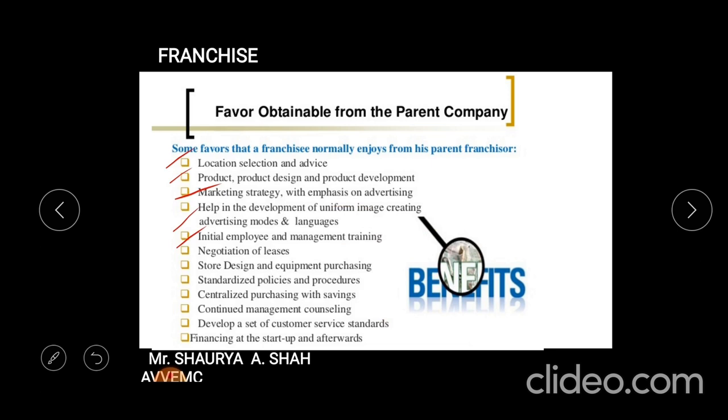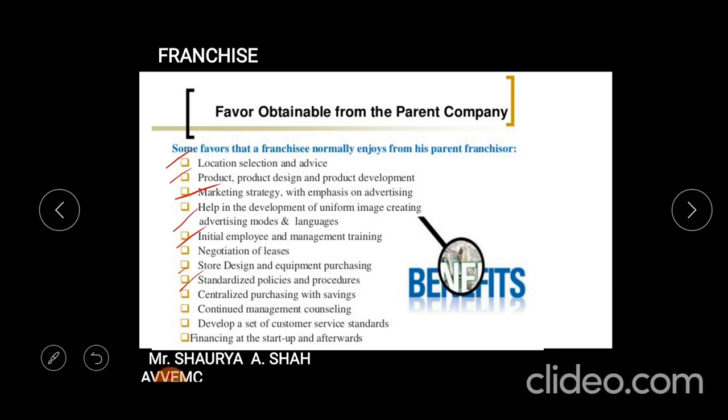Store design and equipment purchasing. So what will be the layout of the store, what will be the design and equipment to be purchased is also provided by the company. Standardized policies and procedures. Every procedure and every policy is standardized for each and every franchisee, right? So it remains the same.